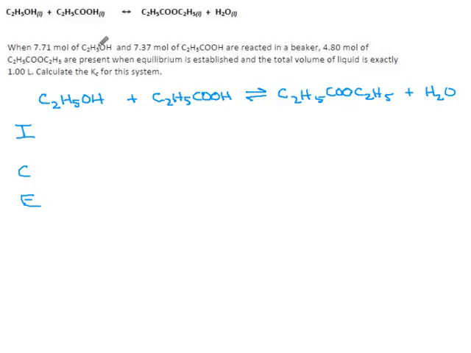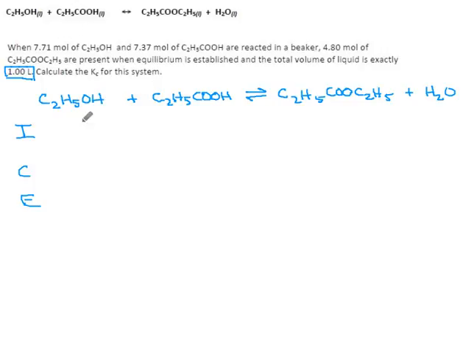Okay, 7.71 moles of ethanol are reacted in a beaker. 4.8 moles of ethyl propanoate are present when equilibrium is established, and the total volume of liquid is exactly 1 liter. So in other words, we're in a 1 liter container. That's good. That means we can trust these numbers. The concentrations are going to be 7.71 divided by 1, etc. So, hooray, it's a 1 liter system.